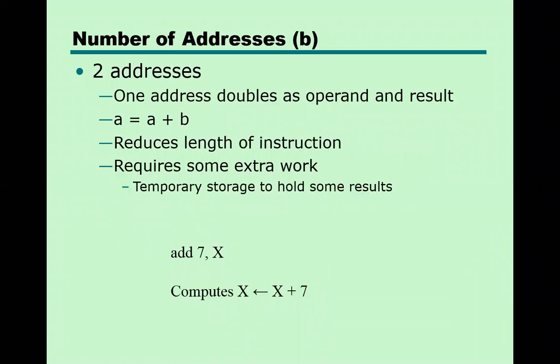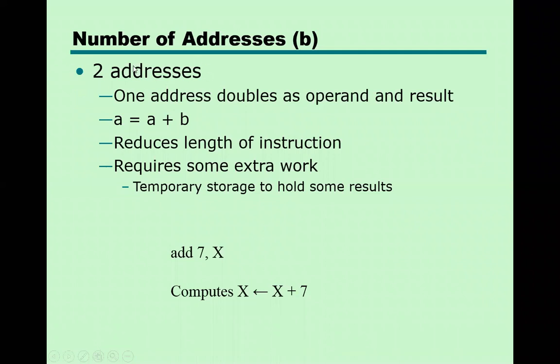The same thing we can perform by two addresses. Like one address doubles as operand and the result. Now here the one address, that is address A, is holding one operand as well as the result. So here A is equal to A plus B. So suppose A is 2 and B is 3. After addition, your resultant A will hold 5. 2 plus 3, that is 5. So after addition, we can put our answer into the variable A.